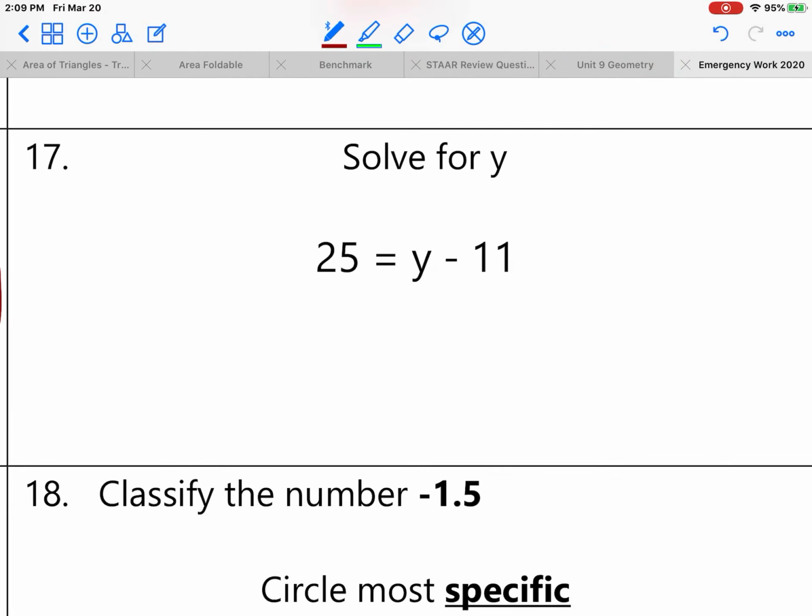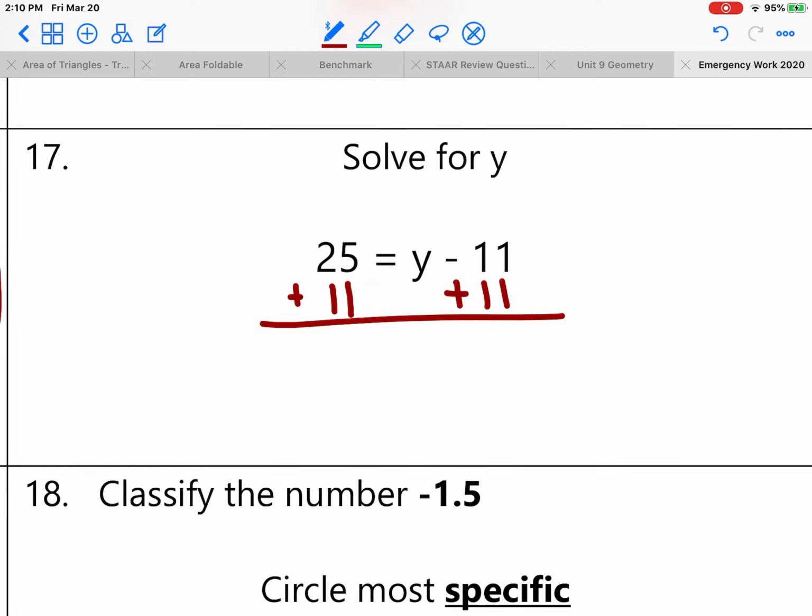Number 17, solve for y. We need to do the opposite operation of whatever is happening to the variable. What's happening to the variable is it's being subtracted by 11. So, the opposite of subtracting 11, adding 11. So here's what I do. I add 11 to both sides of my equation to solve it.